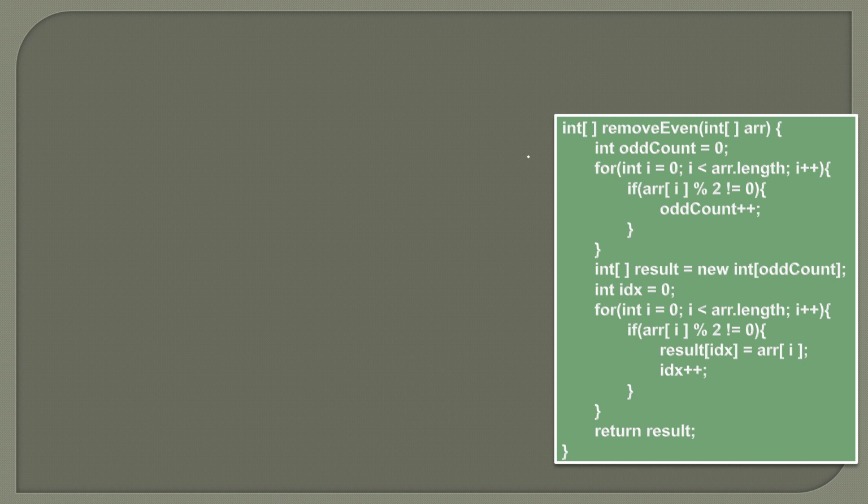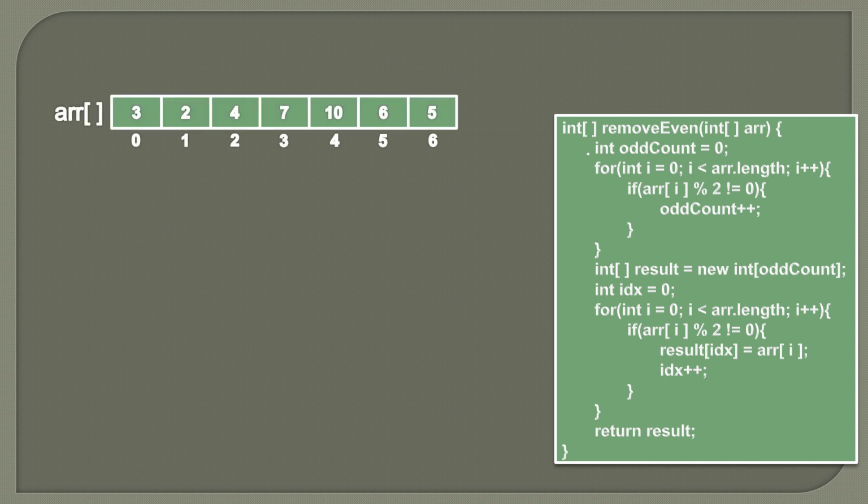So here is the algorithm which will help us remove the even integers from an array. So the method name is removeEven. It takes in an array and returns an array in which the even integers are removed. So let's say we take the example of the array having 7 elements: 3, 2, 4, 7, 10, 6, 5. And let's say when we call the removeEven method by passing in the array, this method starts its execution.